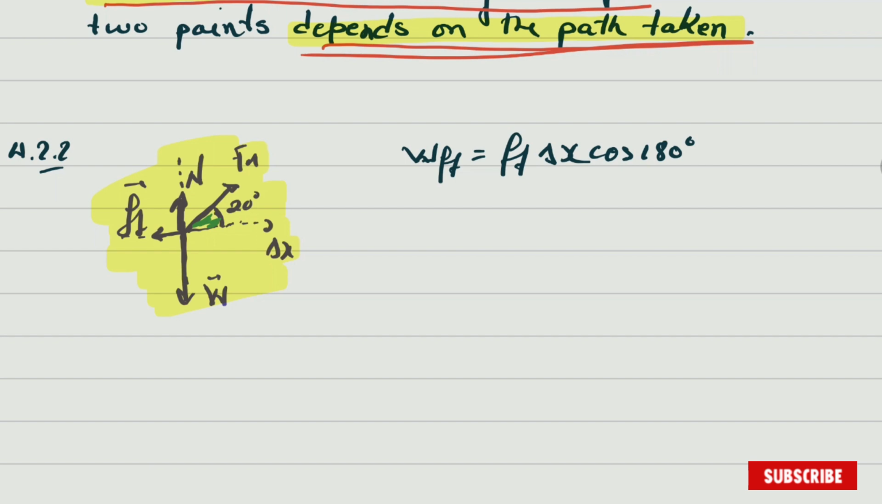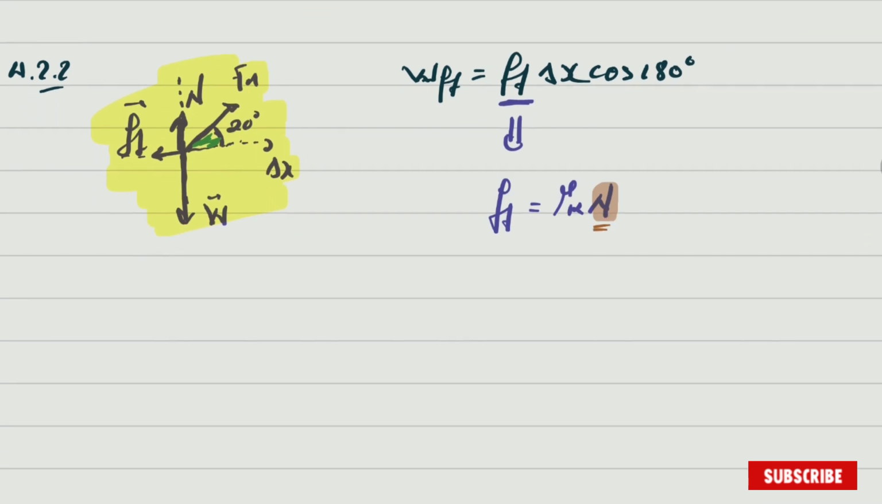The issue here is that we don't have the frictional force. We know how to calculate it: the frictional force is equal to the kinetic coefficient of friction multiplied by the normal force. But we don't know the normal, so we have to go and calculate the normal force. To calculate the normal force, we're going to apply Newton's first law in the y-axis.